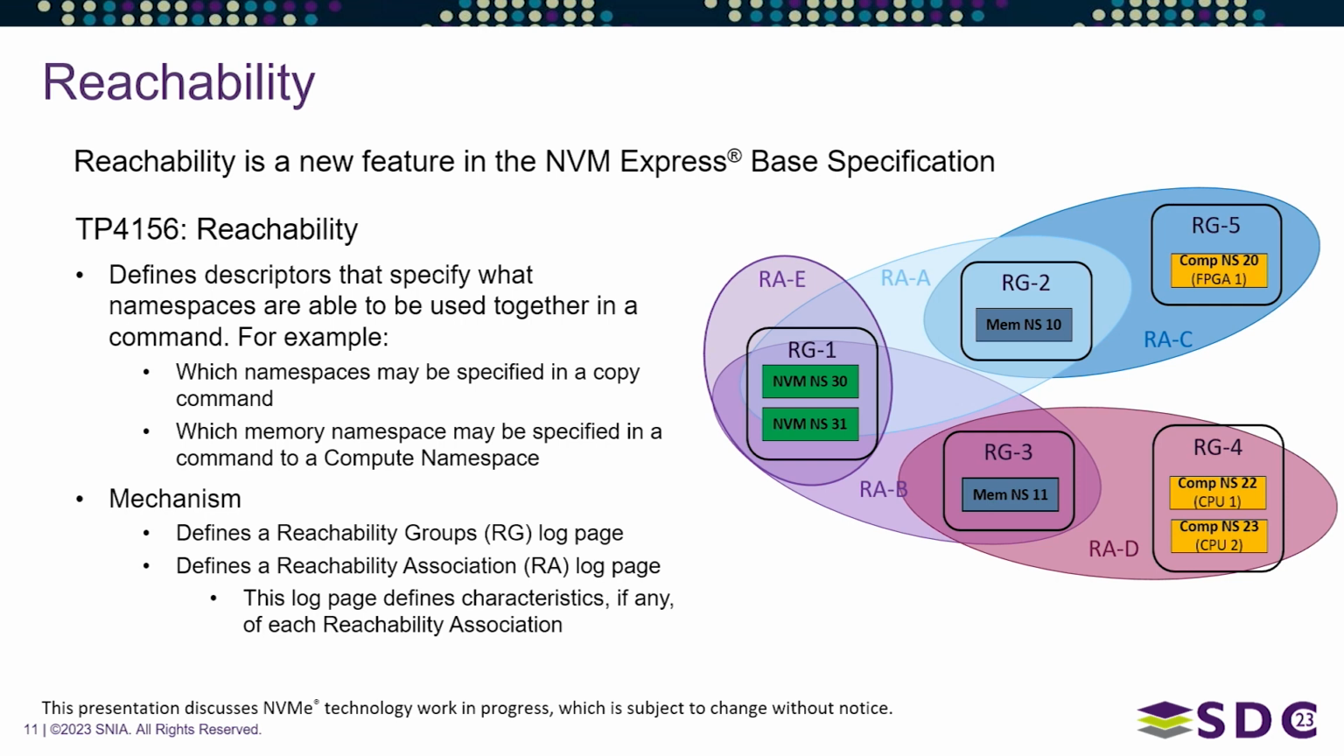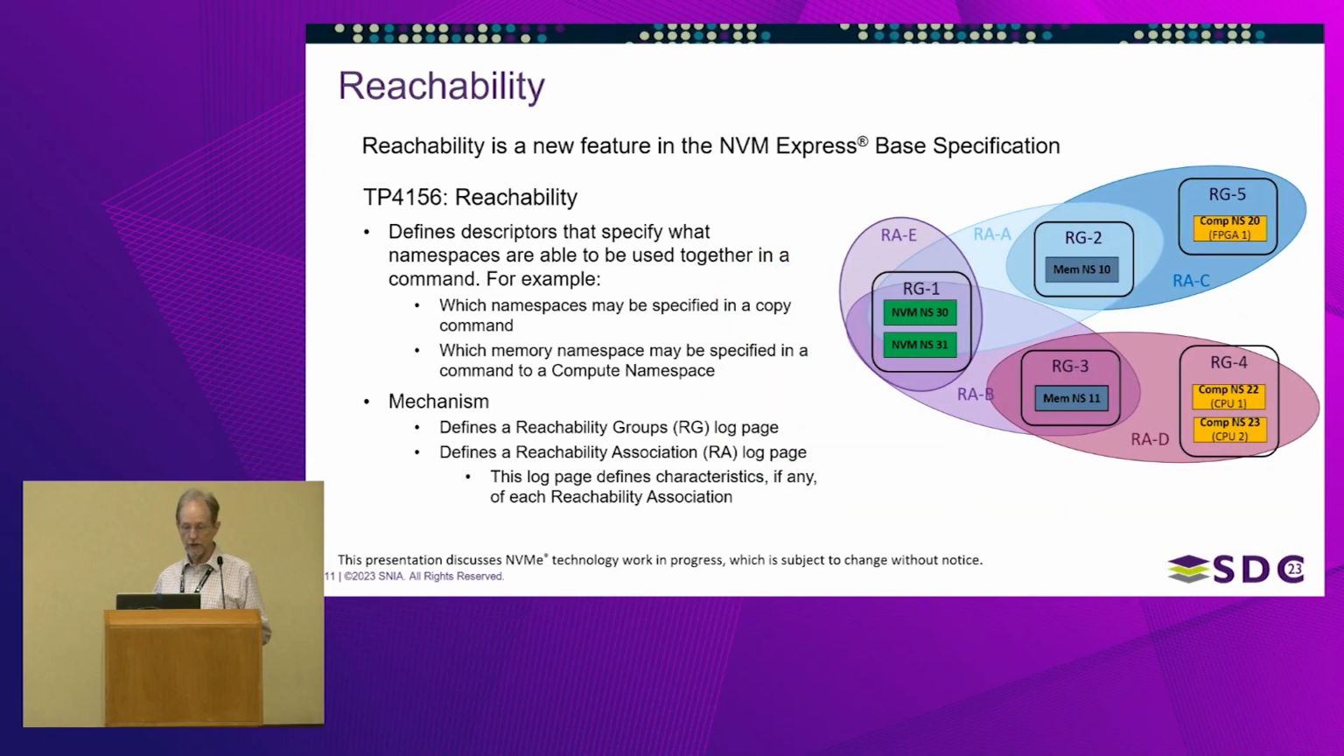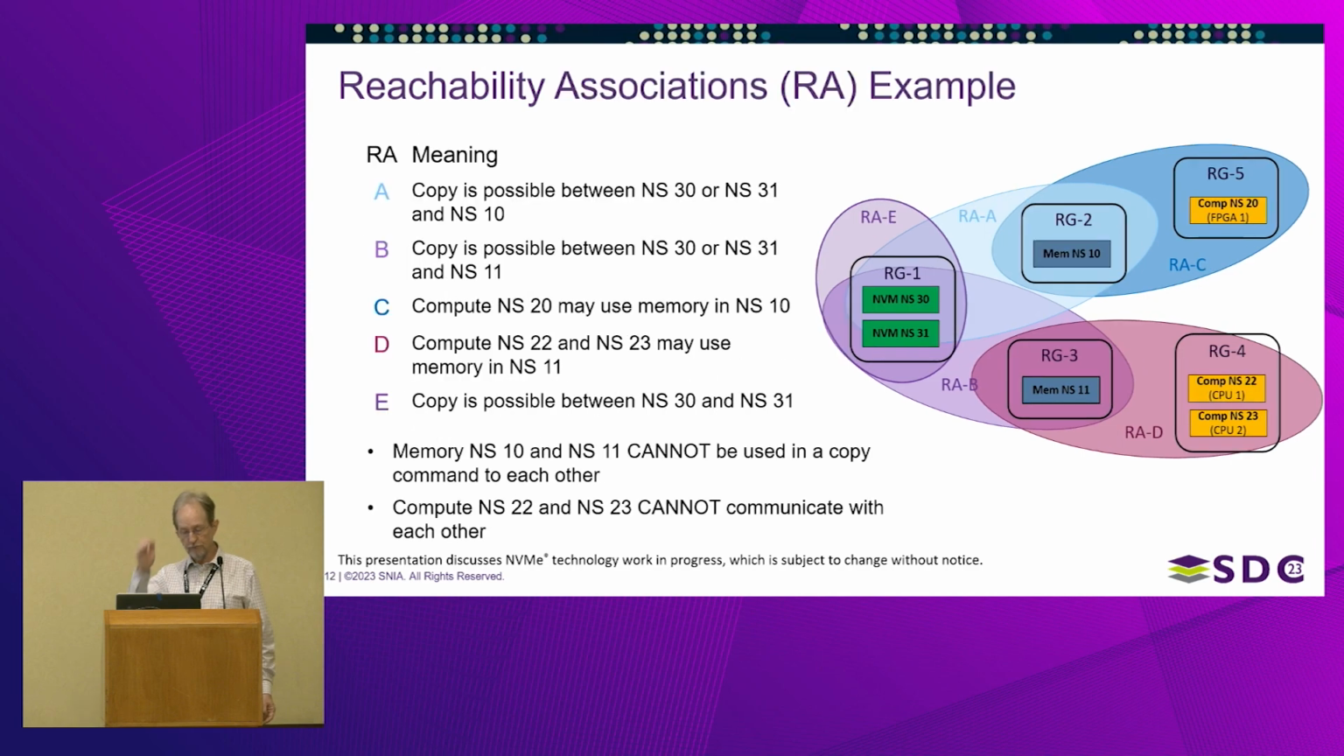So we've defined a whole list of reachability groups, and then we have a different structure that defines reachability associations. And those reachability associations indicate which groups are able to communicate with each other and also indicates characteristics of that association if there are any. So let me walk through the example and then I'll talk a little bit more about the characteristics that may be involved here. So the same diagram, so what does it all mean?